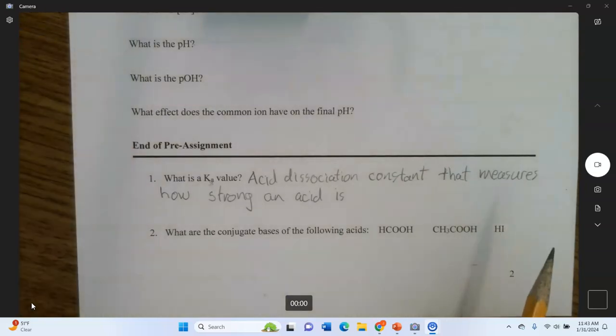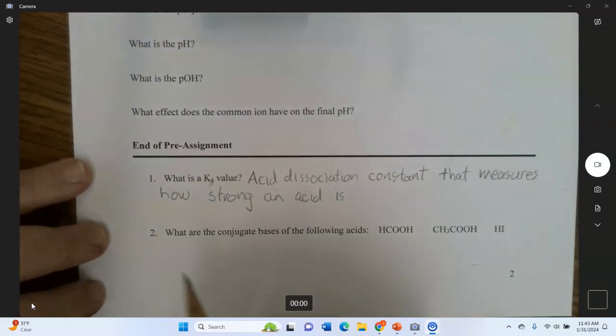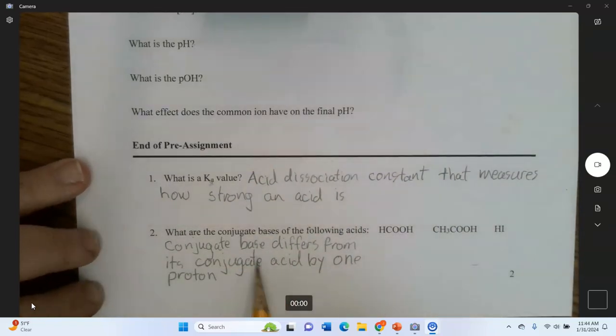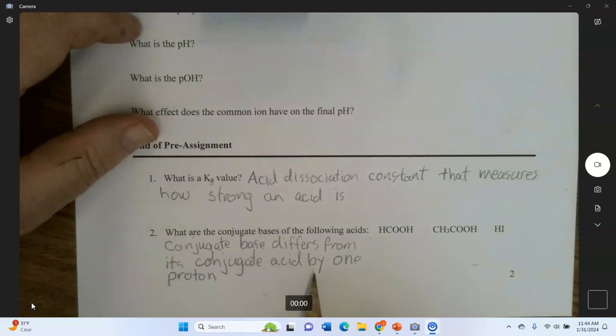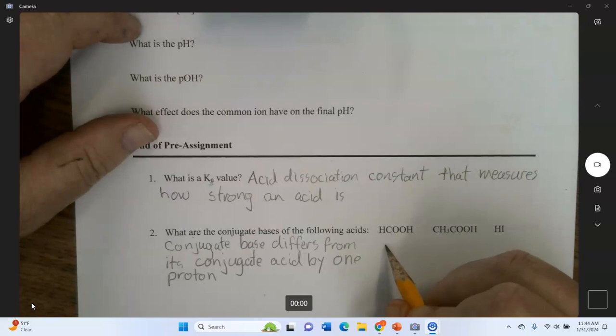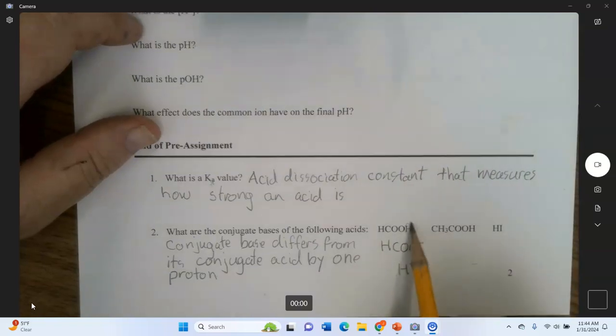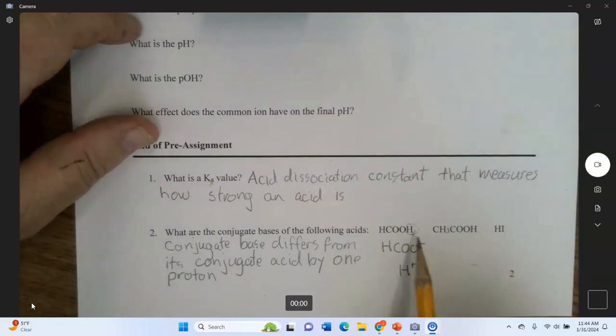What are the conjugate bases of the following acids? A conjugate base differs from its conjugate acid by 1 proton. So these are all acids, and the conjugate base would be this. That hydrogen was released, only the proton, not the electron. So it left the electron behind. That's why this becomes a negatively charged conjugate base. So conjugate acid, conjugate base, and they differ by that 1 proton.